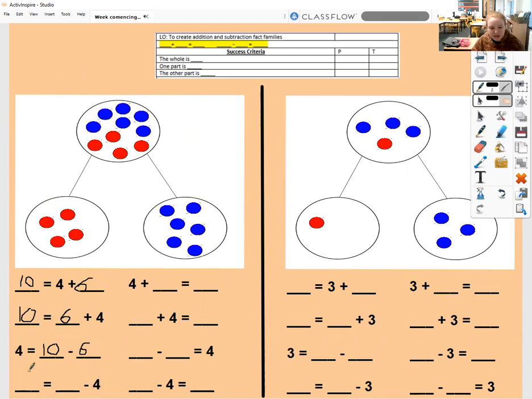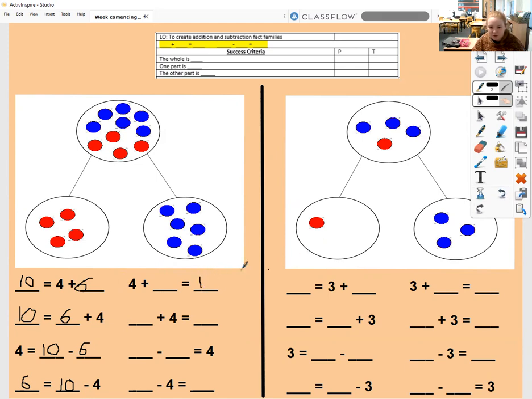Another subtraction number sentence. So again, I know I can start with my whole before my subtraction symbol. So 10 subtract 4. And that's my first part is 4. My remaining part is 6. So 6 equals 10, subtract 4. Brilliant. So look at this one. It's an addition number sentence. So I know an addition number sentence, this single space here is going to be my whole.